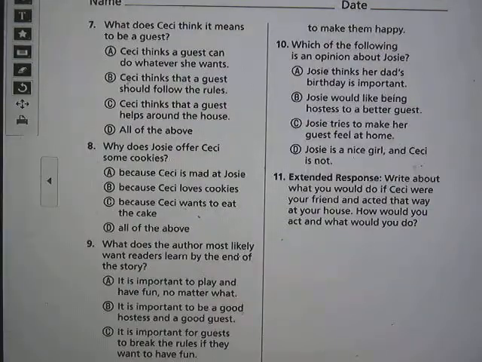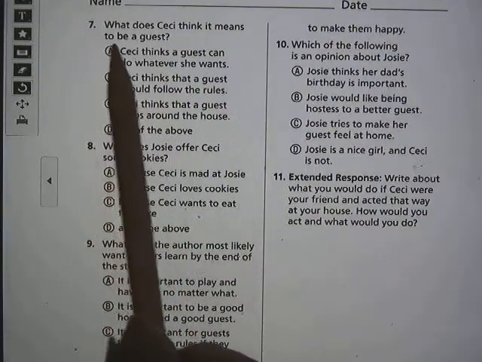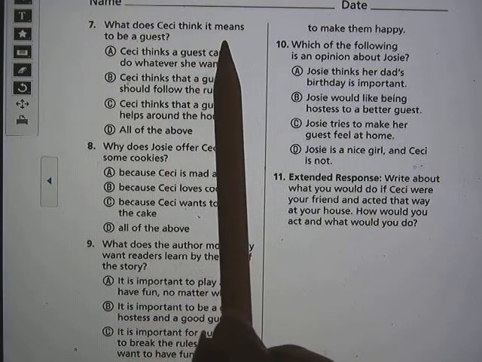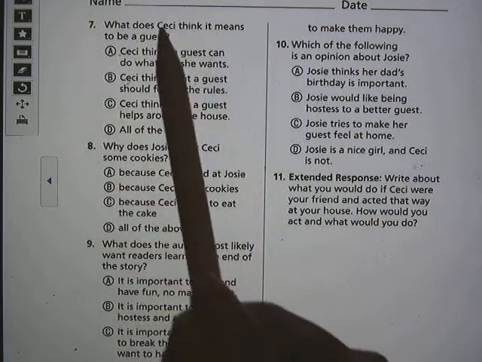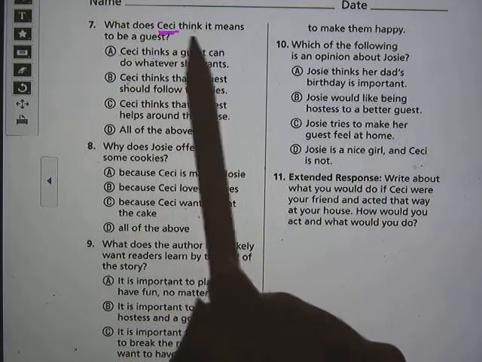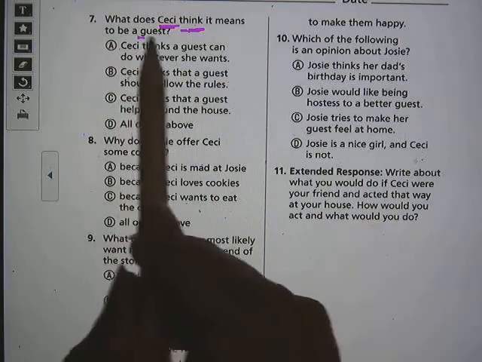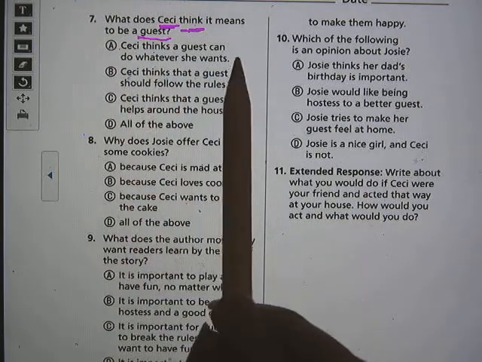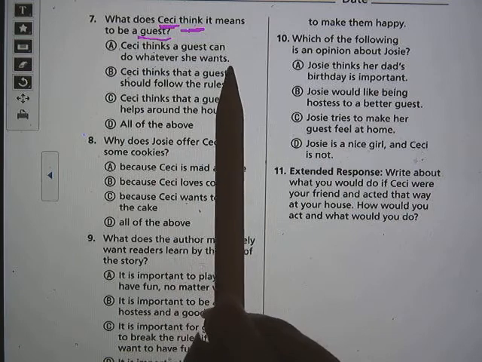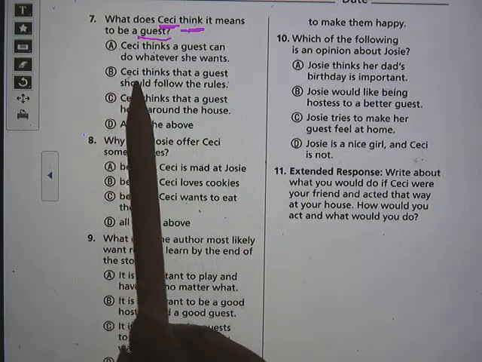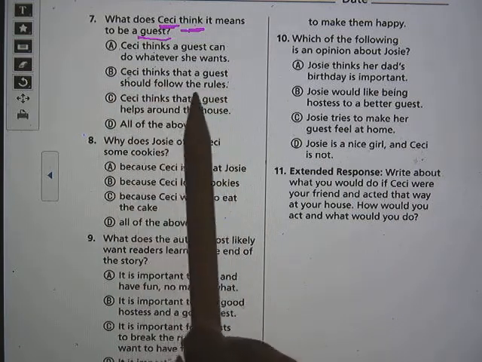All right. Now we're moving on. The test is 2 pages. Number 7. What does Cece think it means to be a guest? So again, this is how Cece thinks, not what's right. It's what she thinks it means to be a guest. So in her brain, the way she was acting, based on the evidence from the story, what does Cece think it means to be a guest? A, Cece thinks a guest can do whatever she wants. B, Cece thinks that a guest should follow the rules.